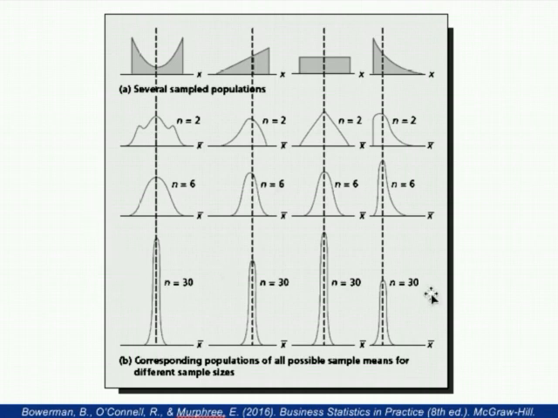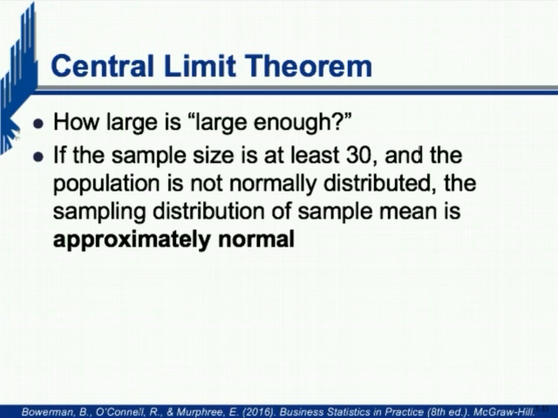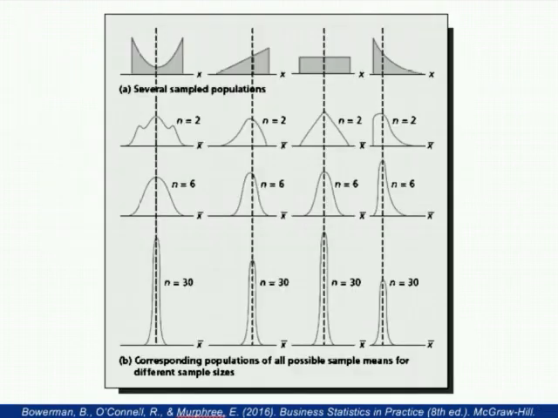Finally, in this set of graphs, once you reach a sample size of 30, we can see that the graphs of the sampling distributions of the sample means are now bell-shaped and symmetrical. And that's actually the basis for us to say if your sample size is large enough. Empirically, if your sample size reaches at least 30, and the population of X is not normally distributed, the sampling distribution of the sample mean becomes approximately normal or approximately bell-shaped and approximately symmetrical.